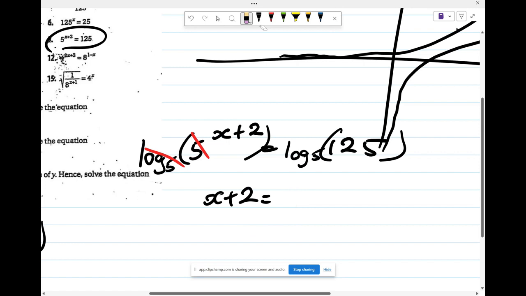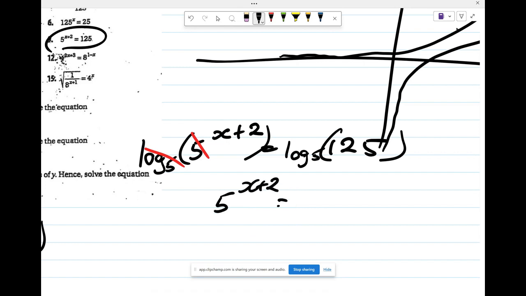And we can check that because if x is 1, then 5 to the power of x plus 2 is going to be 5 to the power of 1 plus 2, 5 to the power 3. And you put that in your calculator, you get 125. Perfect.